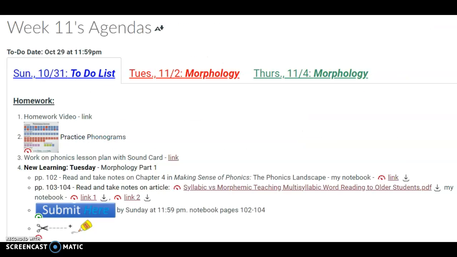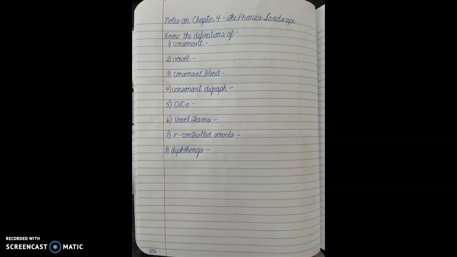We're going to be starting to talk about morphology. In your notebook on page 102, look at chapter 4, and I want you just to take notes on the terms. Here's a link of what my notebook looks like. So again, here are some of those terms that are in chapter 4. I just want you to make sure that you understand what they are. So write down a definition for each.